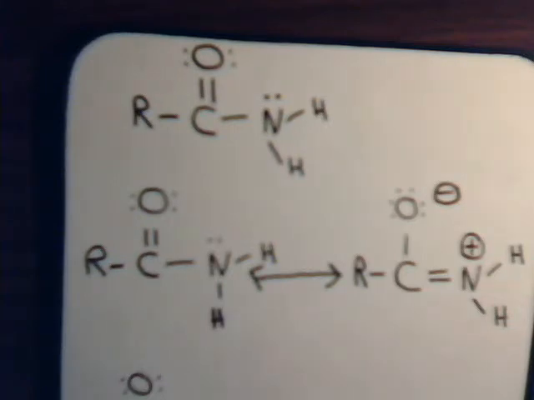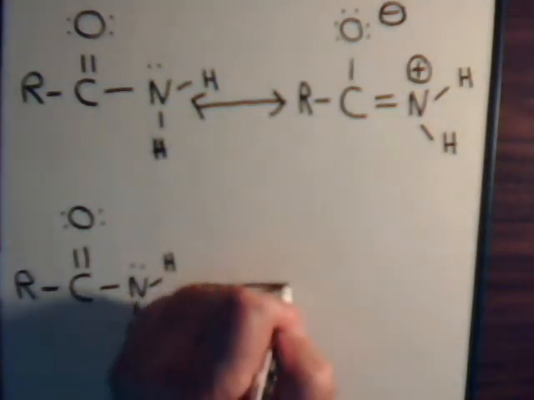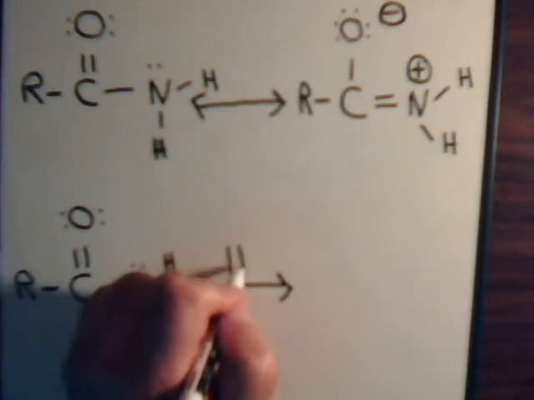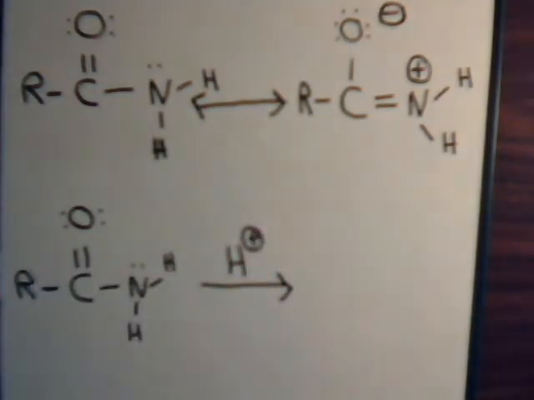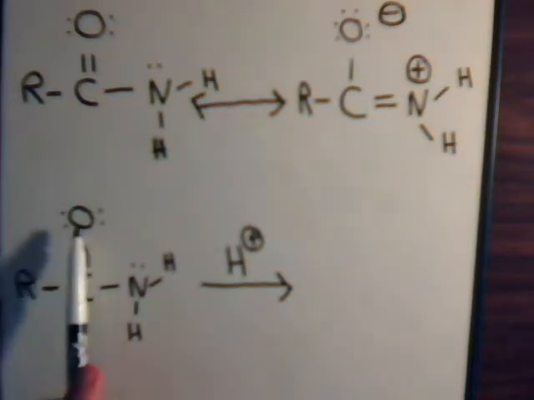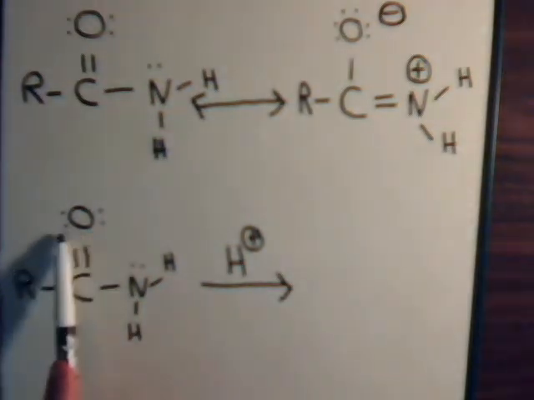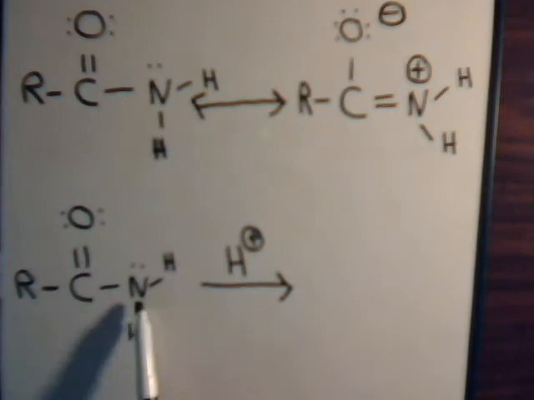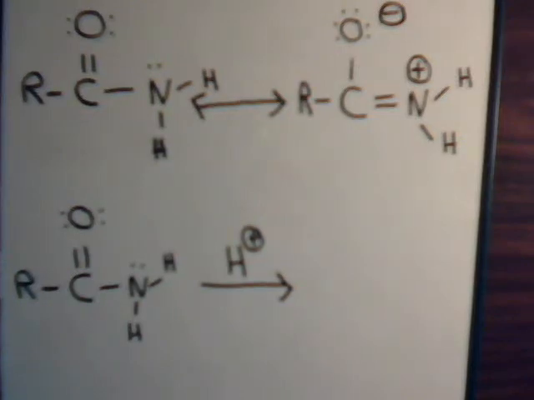Now, what happens if we put this amide into an acidic medium where we have a lot of protons available? The reason we ask that is because this carbonyl oxygen has two lone pairs of electrons that theoretically a proton could attach to. Same thing for the nitrogen. We have this lone pair of pi electrons that a proton could attach to.